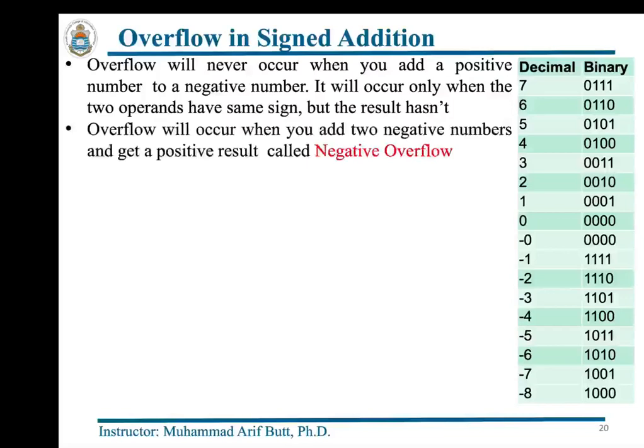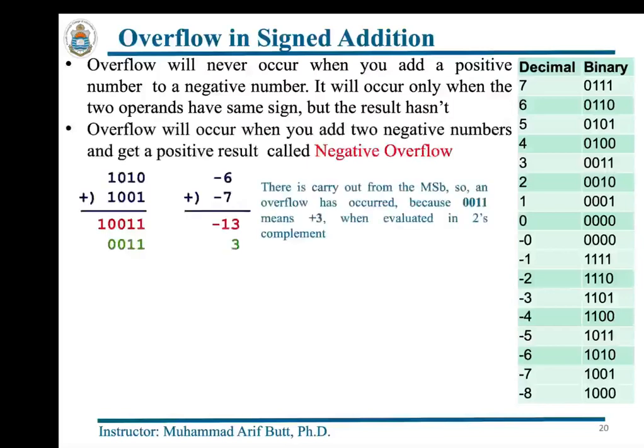Okay, so overflow will occur when you add two negative numbers and get a positive result. This is called negative overflow, and this is the example of it. You see, this is -6, this is -7. When these two are added, you get the result in these 4 bits, which is positive. So you say that an overflow has occurred.